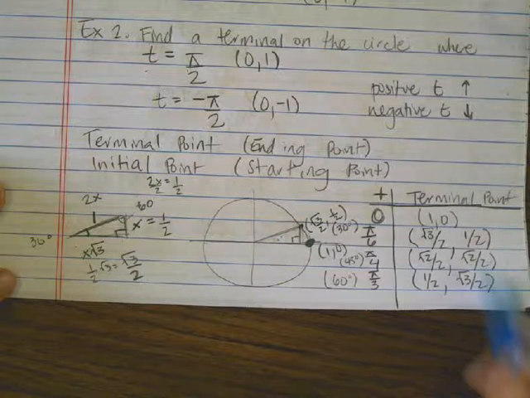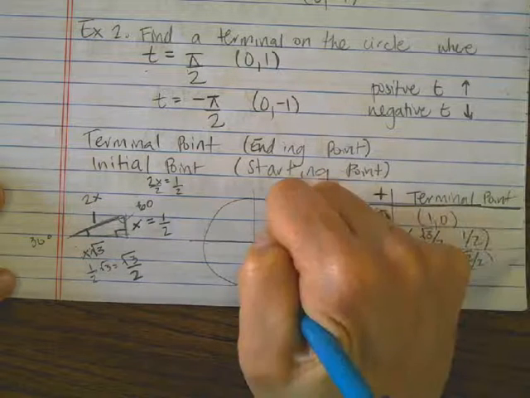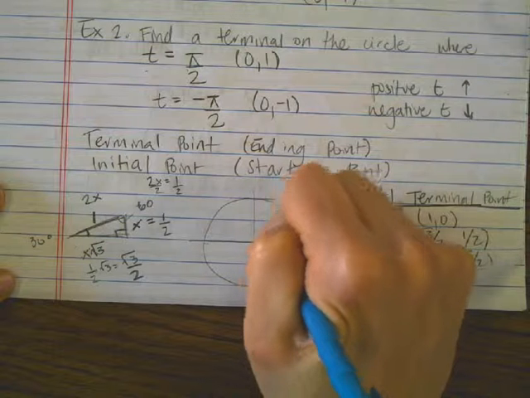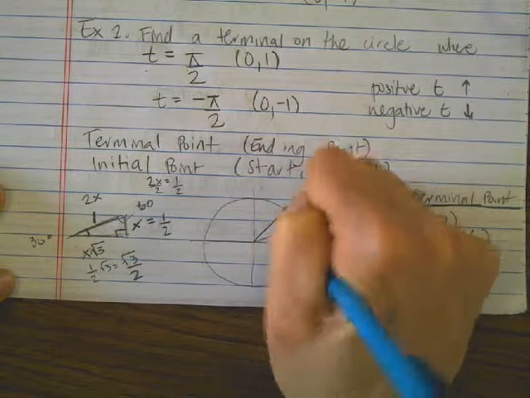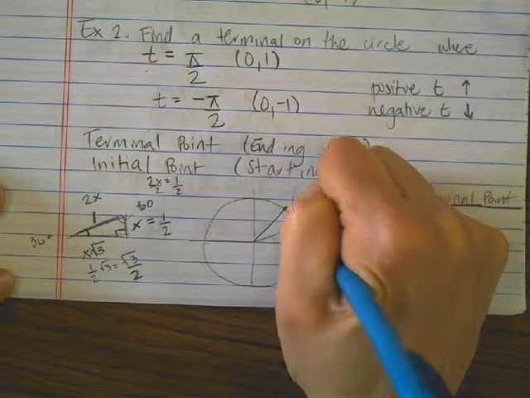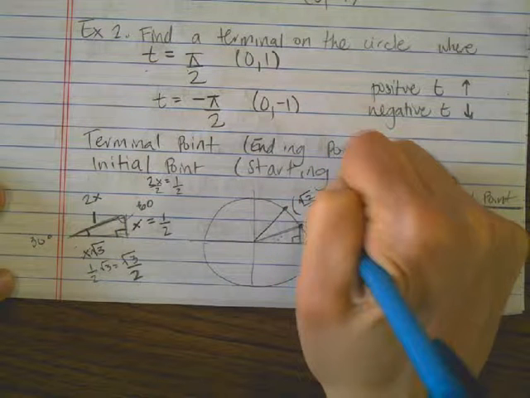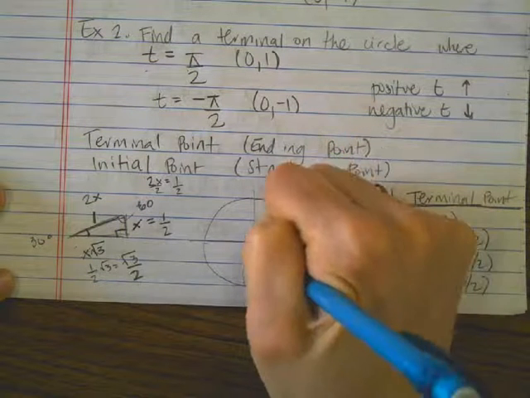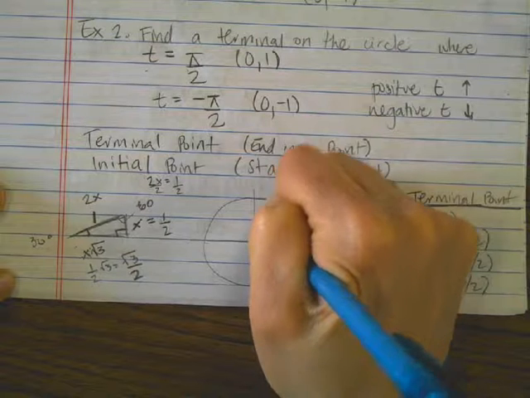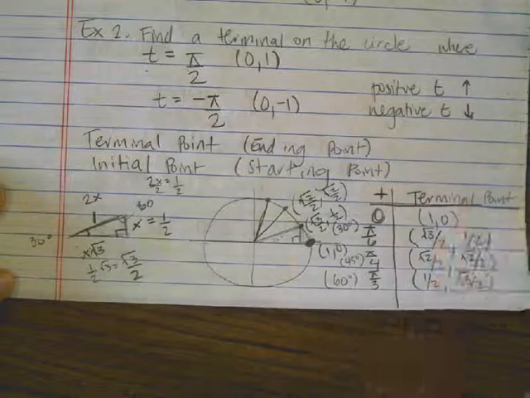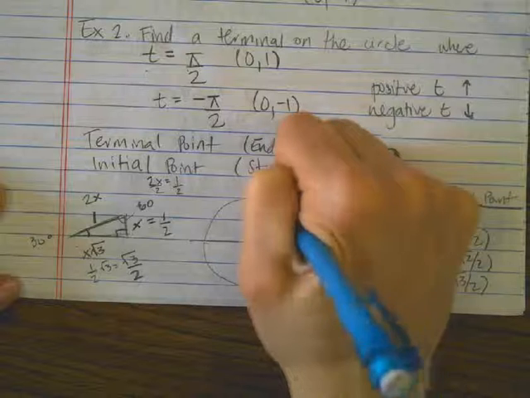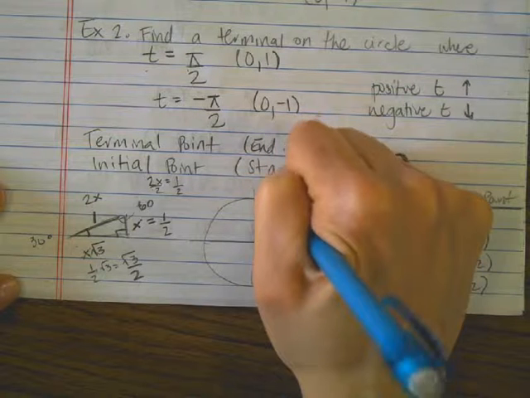You should memorize these. 45 is halfway to 90. If we did the same thing with those triangles, we get the same answers using the ratios: square root of 2 over 2, square root of 2 over 2. And 60 would be about here, and that's 1/2, square root of 3 over 2.